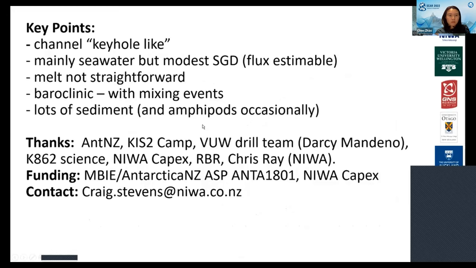So just to summarize, this channel on the side of an ice shelf cavity is certainly not some smooth inlet. It's keyhole-like, and the melt rate is clearly responding to the water column structure, at least at the time we were observing. But that water in the channel is mainly seawater with a modest melt or subglacial contribution. Consequently, the melt is not straightforward, both in terms of the direction, whether it's flowing up the sidewalls or coming along the main channel, but also the underside of the ice is highly varied in topography. So melt rate equations will be challenging.